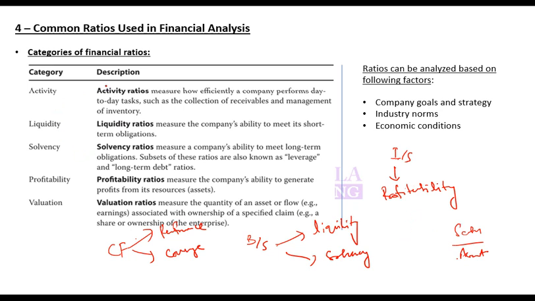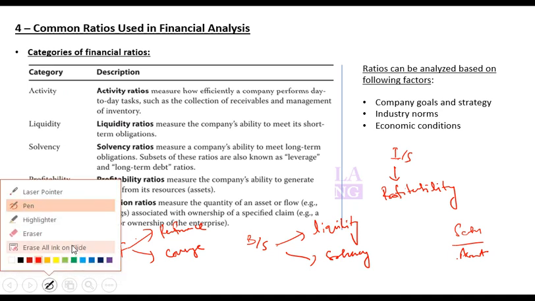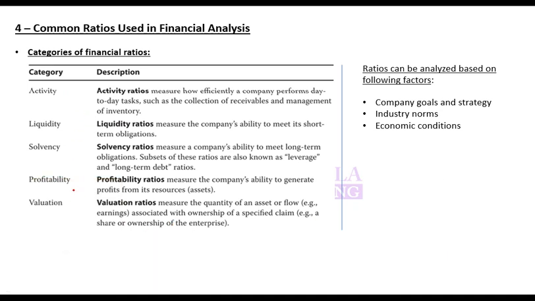So now, we will consolidate all the ratios and divide them into different categories. If we look at the overall ratios, they can be divided into 5 categories: activity, liquidity, solvency, profitability, and valuation. Profitability is done, solvency is done, liquidity is done. Activity and valuation are new.